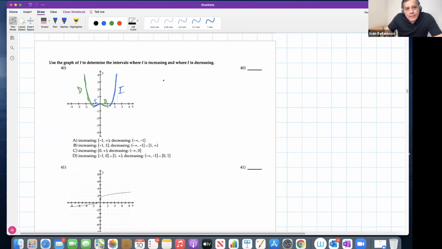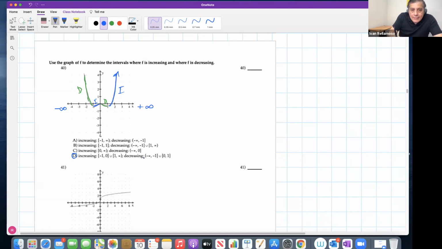So which one should be then the answer? Well, notice that over here is where negative infinity is, over here where positive infinity is. So therefore, for this, you should look for this choice, right? That's increasing from -1 to 0, right? Good. But together with this other interval from 1 to infinity, right? Because this is supposed to continue here.